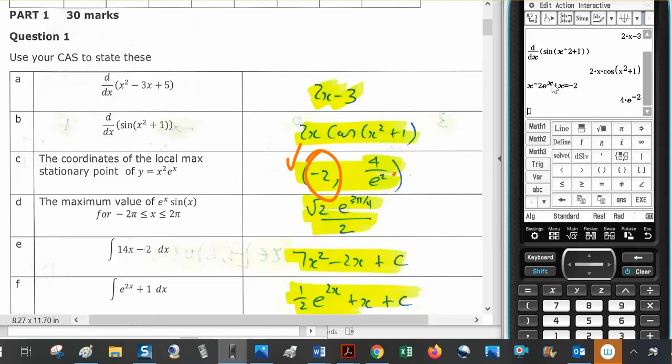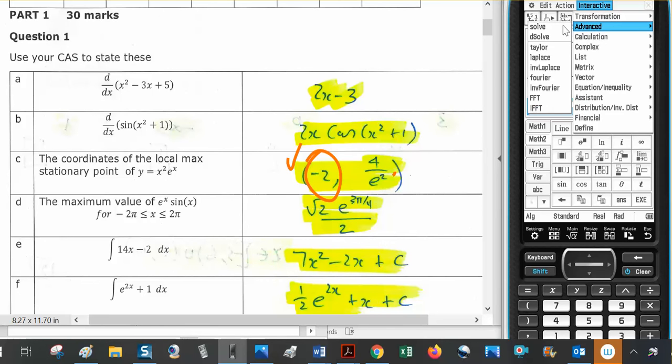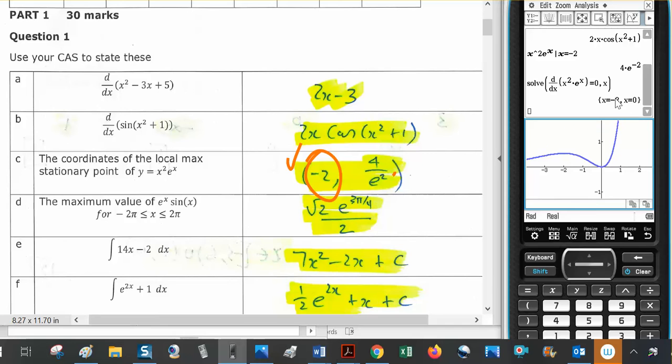The other thing that I could have done is I could have taken the derivative, make it all equal 0, and then solve for x. And that gives me my two answers of 0 and -2. And I know from the graph that it's at x equals -2. So therefore I sub -2 into the function.